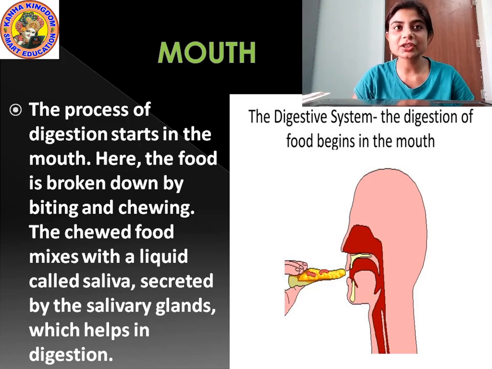The process of digestion starts in the mouth. The first process of digestion starts where? It starts inside our mouth. Here the food is broken down by biting and chewing. I already told you, we bite the food and chew it properly so that it gets broken down into small pieces. The chewed food mixes with a liquid called saliva, the watery liquid inside your mouth.